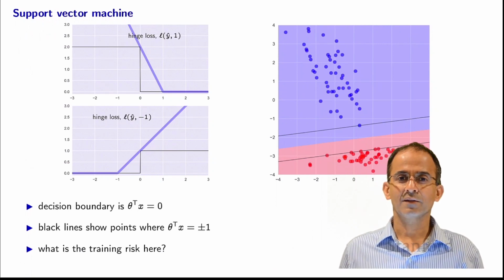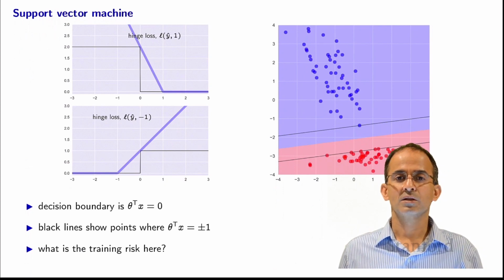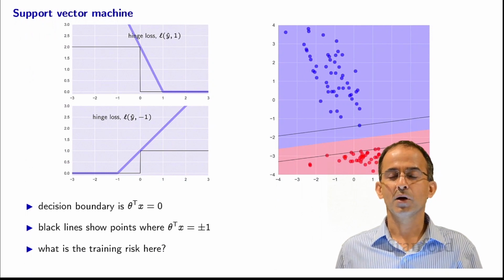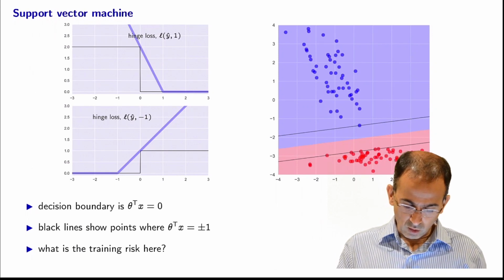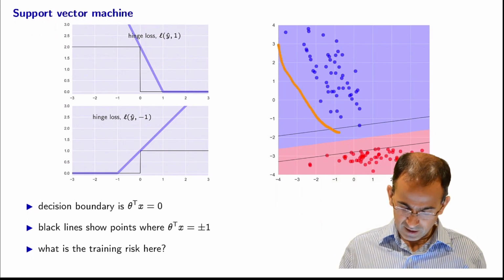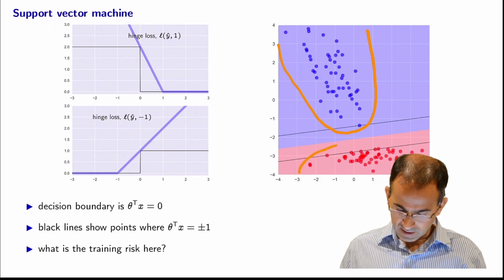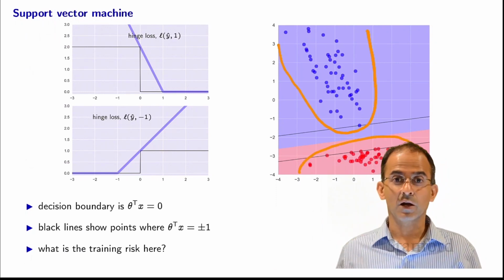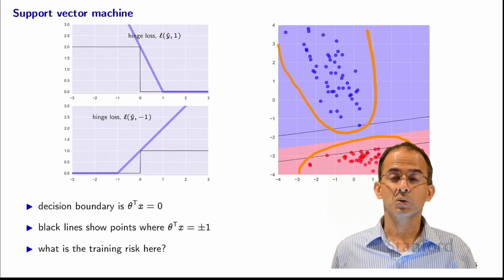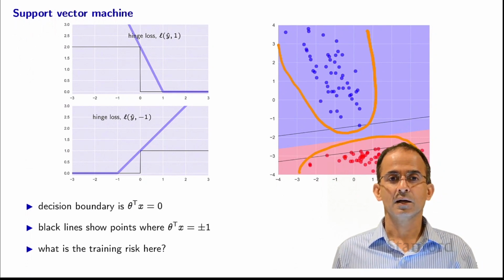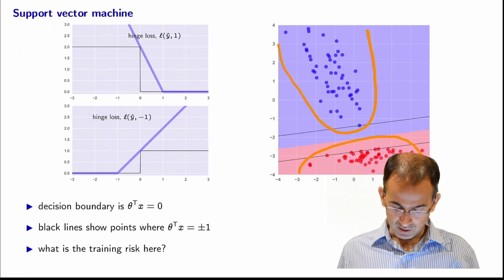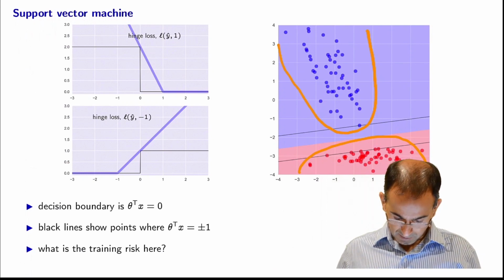And that is that if you have a data set where the two classes are perfectly separable. So here we have a data set where all of the blue points are up here and all of the red points are down here. And so our classifier, our predictor, is doing perfectly. It's getting 0 training risk. But it has an additional feature.